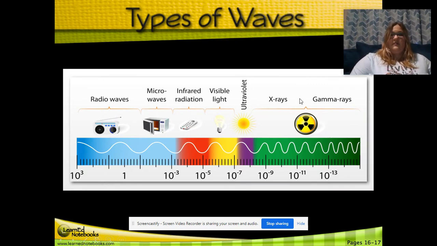This is showing you that spectrum again. You can see radio waves all the way down to gamma rays. They're giving you an example in numbers. Notice that this is positive, but as soon as we're here and into negatives, it means they're very, very small.